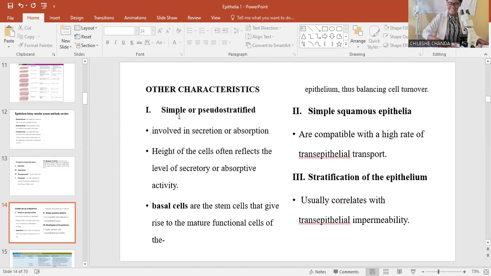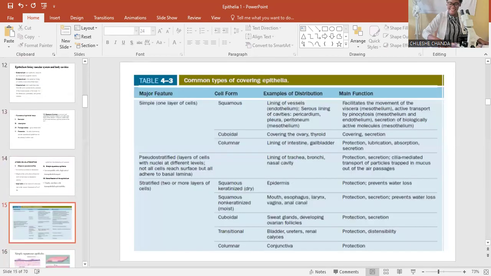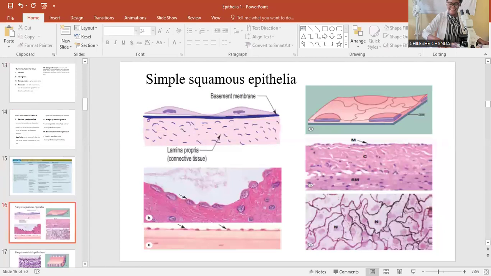So like this is what we were saying, there's simple or pseudostratified, simple squamous epithelia, stratification of epithelia, all these things we have already talked about, okay? Just go ahead and read them. When you look at a diagram like this, you should be able to recognize what type of epithelia this is. You should be able to recognize one by the shape of the nuclei on top of that layer of epithelial tissue, okay?